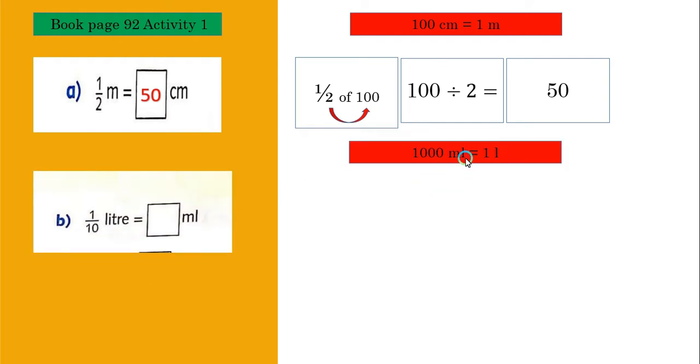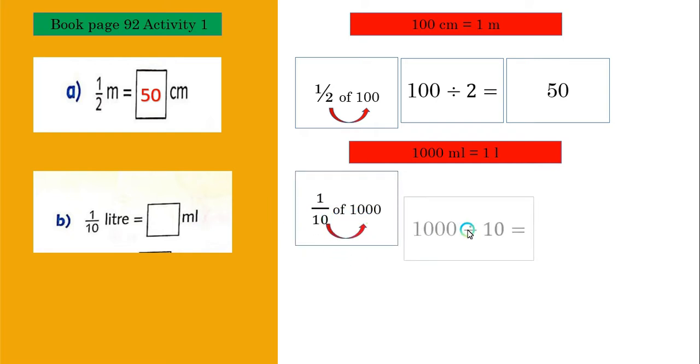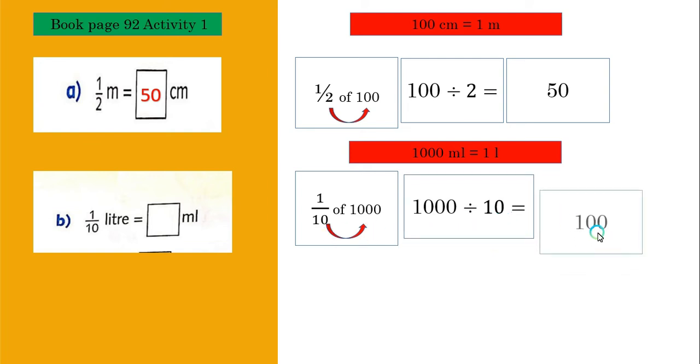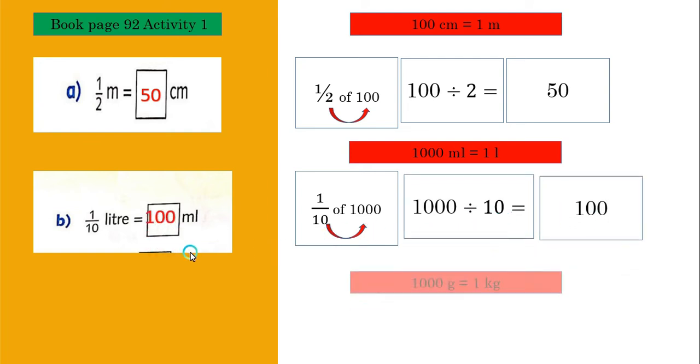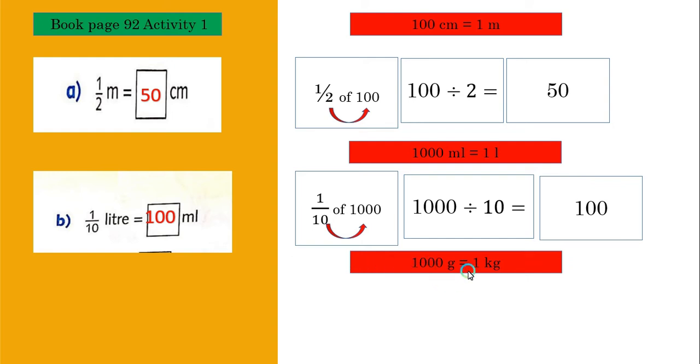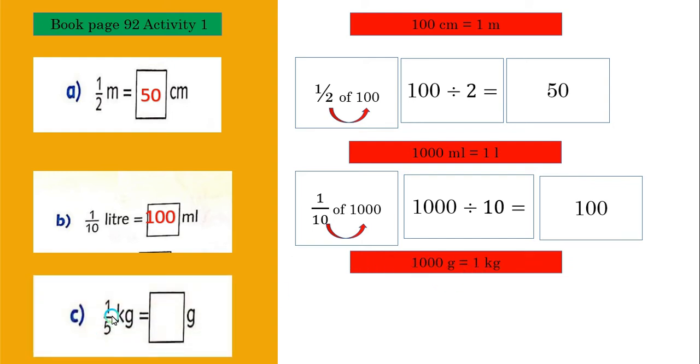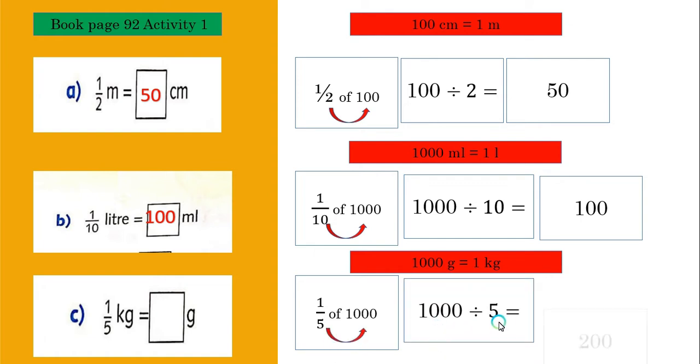So 1000 milliliters is equal to 1 liter. So 1/10 liter is equal to how many milliliters? So 1/10 of 1000. 1000 divided by 10, the answer is 100. 1000 grams is equal to 1 kilogram. 1/5 kilogram is equal to how many grams? So 1/5 of 1000. 1000 divided by 5, the answer is 200.